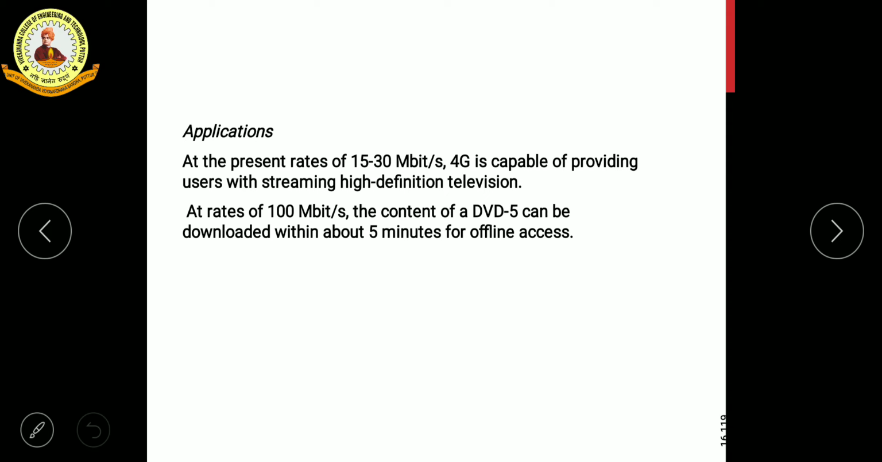Then applications. At present rates of 15 to 30 megabits, 4G is capable of providing users with streaming HD television. You have already streamed HD television into your TVs. Then at rates of 100 Mbps, the content of a DVD 5 can be downloaded within about 5 minutes for offline access. A DVD 5 can store up to 5 GB, so the content can be downloaded in 5 minutes. That is the speed of 4G. These are some of the applications of 4G.